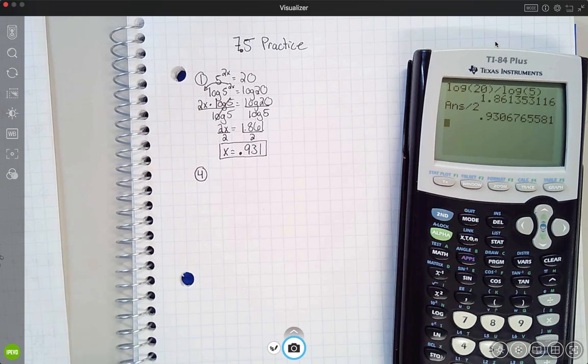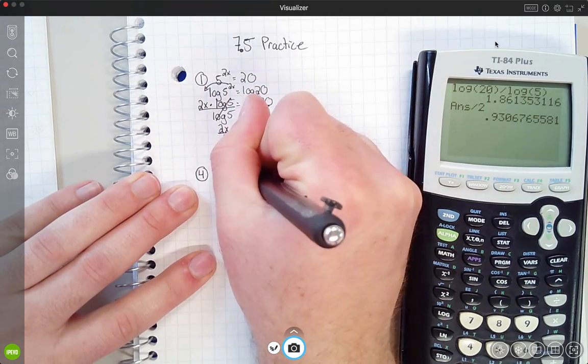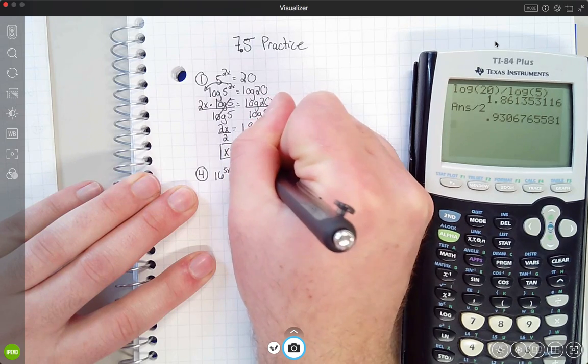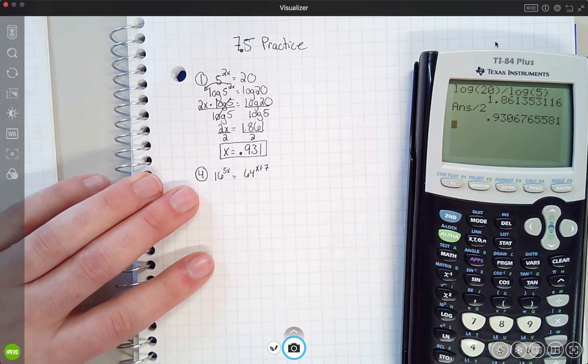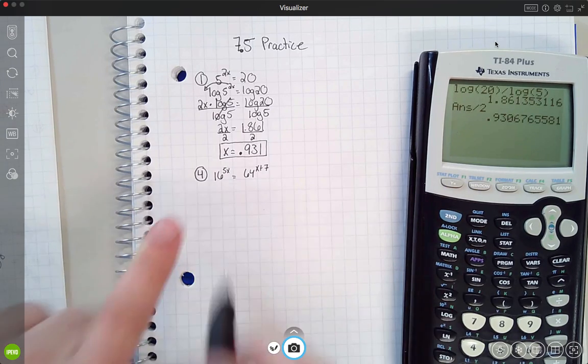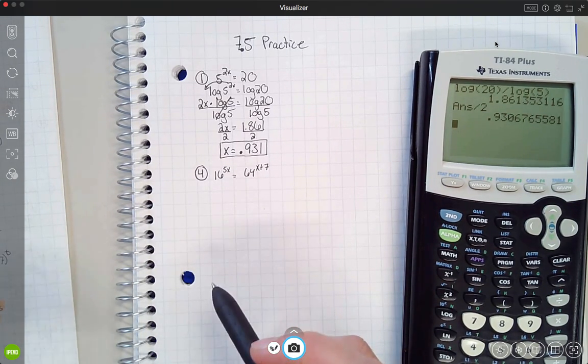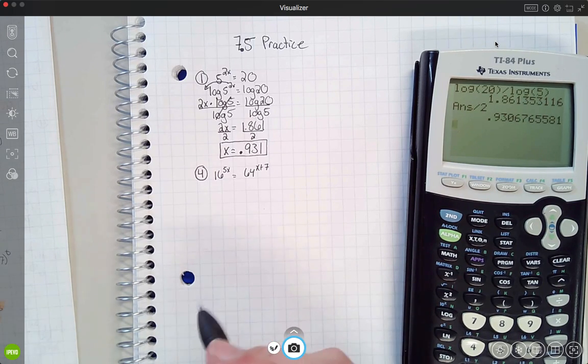Number 4 is a little bit different because here I have 16 to the power of 5x is equal to 64 to the power of x plus 7. With this one, I now have x's in both exponents, which means that I can't just take the log. Because if I take the log and move them to the front and start to divide, they don't cancel out the way I need them to. I have x's on both sides still, and I can't get those together.